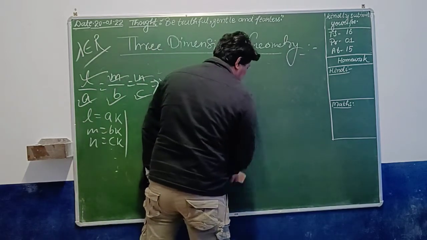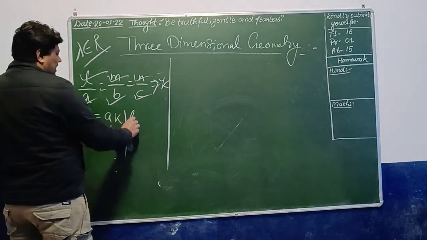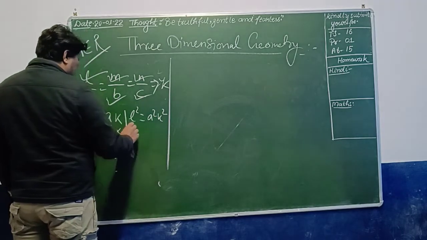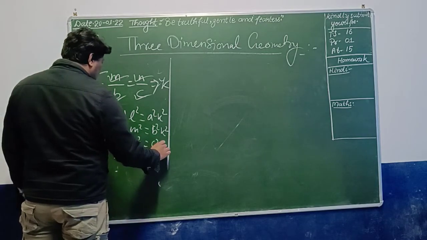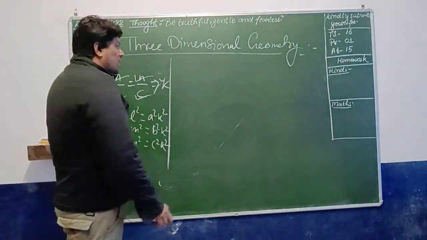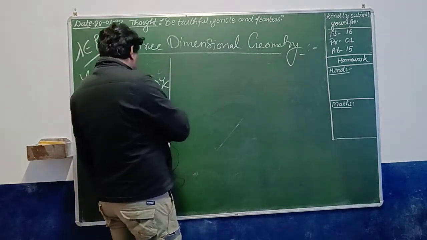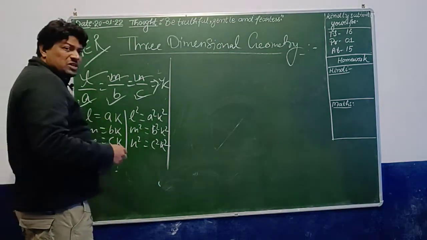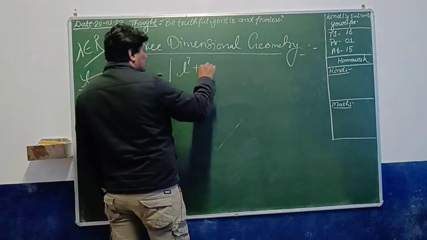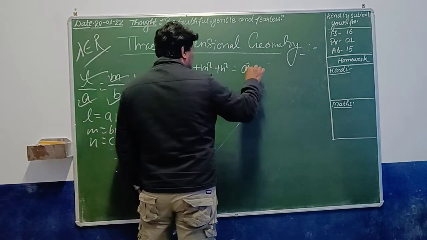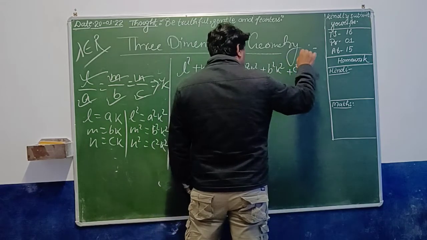Is it clear? So if you talk about L square, M square and N square, if you square it, you will get L square equal to A square K square, M square equal to B square K square, and N square equal to C square K square. Is it clear? Now if you add all these things, what will you get? L square plus M square plus N square equal to A square K square plus B square K square plus C square K square.